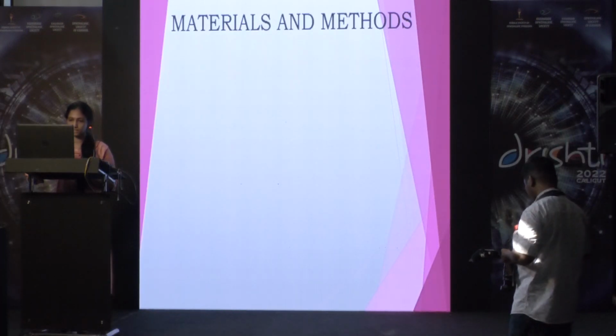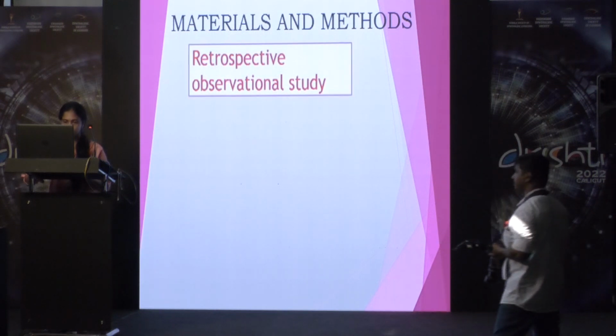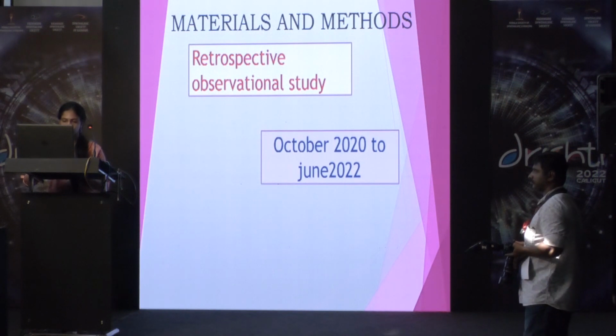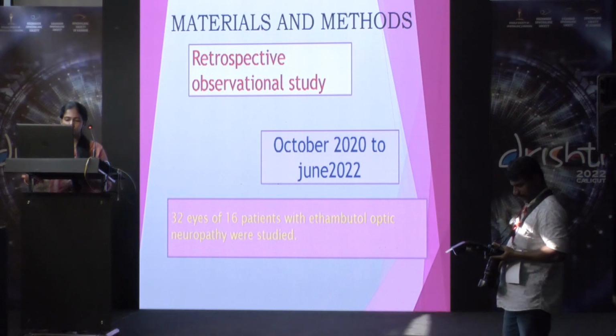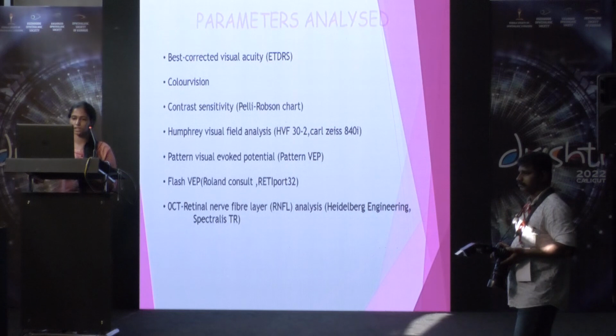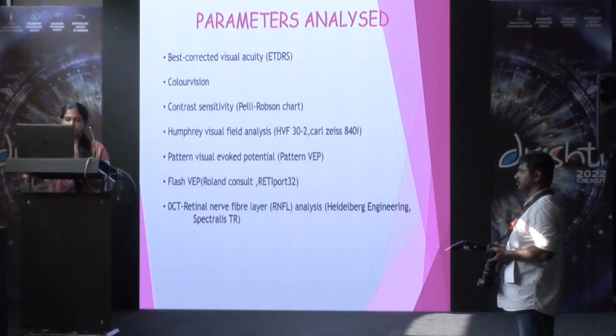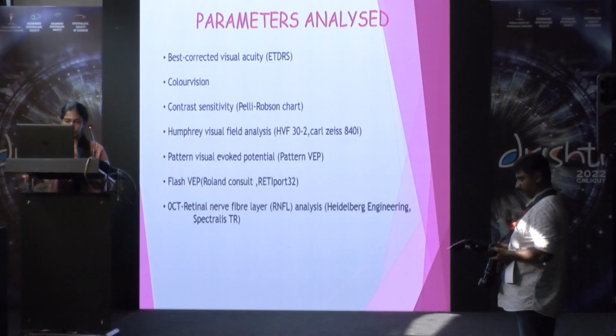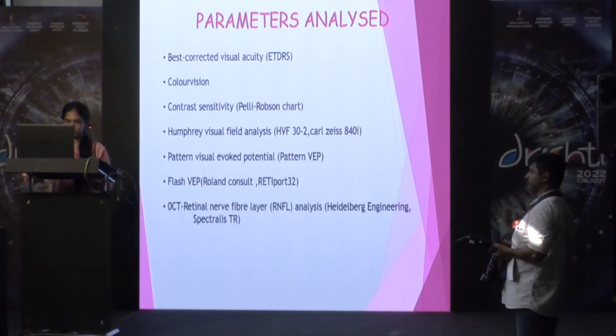Materials and methods. This is a retrospective observational study conducted from October 2020 to June 2022. 32 eyes of 16 patients with ethambutol optic neuropathy were studied. The parameters used were best corrected visual acuity, color vision, contrast sensitivity, HFA, pattern VEP, flash VEP, and OCT RNFL.